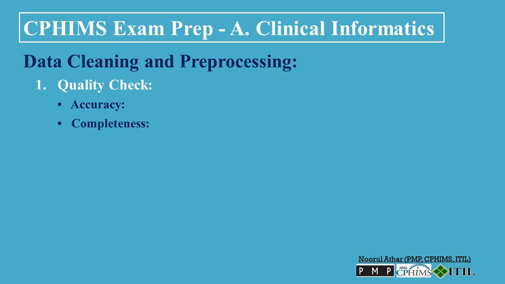Completeness. Identify and address missing or incomplete data. This could involve filling in gaps or deciding how to handle records with missing information. Consistency. Ensure that data across different sources or within different parts of the dataset are consistent. For instance, if two records refer to the same patient, they should not have conflicting information. 2. Normalization.